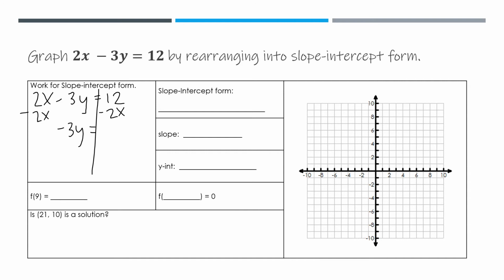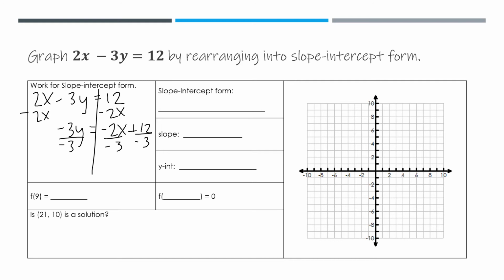so we have -3y equals, and as a reminder, on the right-hand side, I cannot combine 12 minus 2x. So this would be -2x plus 12. And I'm putting the x first because I want it to be in slope-intercept form, so the variable and then the constant. And now my last step would be divide everything by -3.